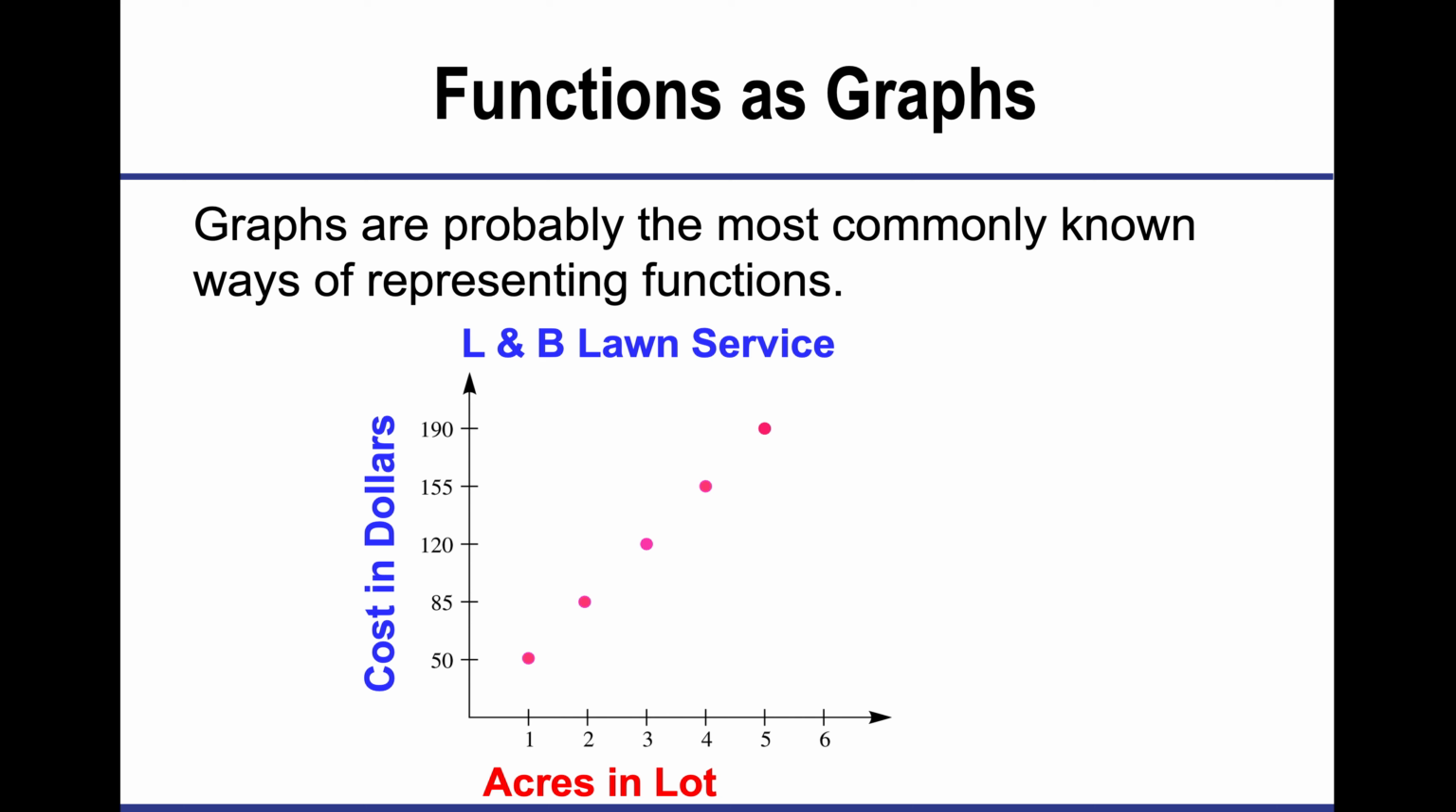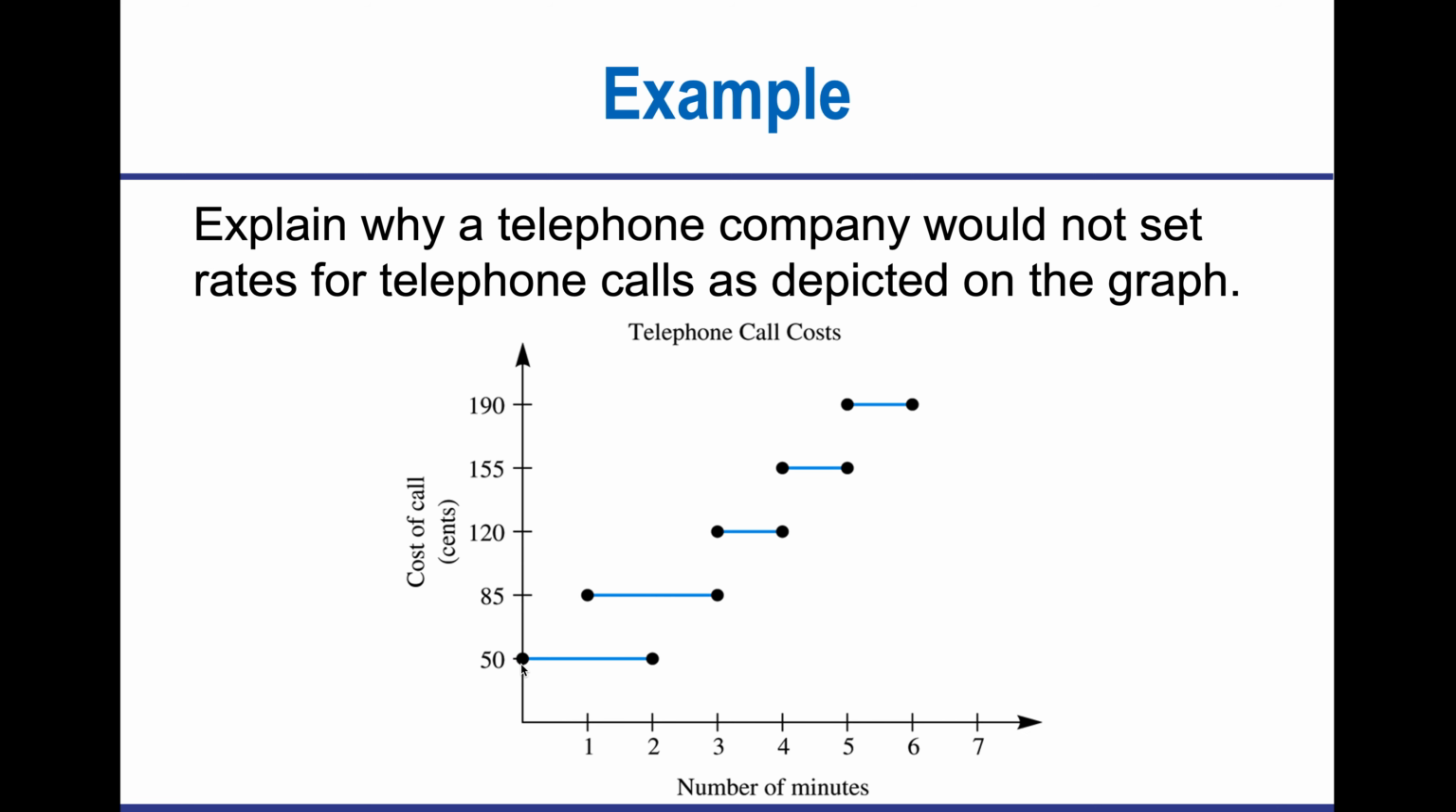Now, when we move from ordered pairs into graphs, that's the end product. We want them to be able to graph. The first number in the parentheses is the horizontal axis. The second number in the parentheses is the vertical axis. So you just plot the points. If it's (1, 50), that's going to be this point right here.